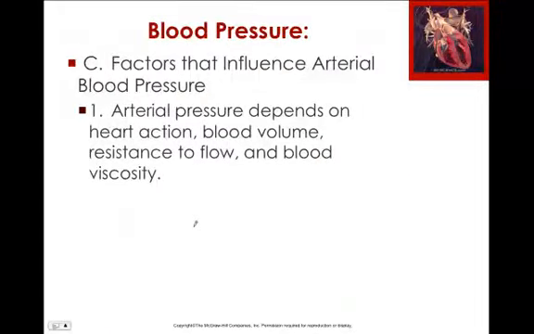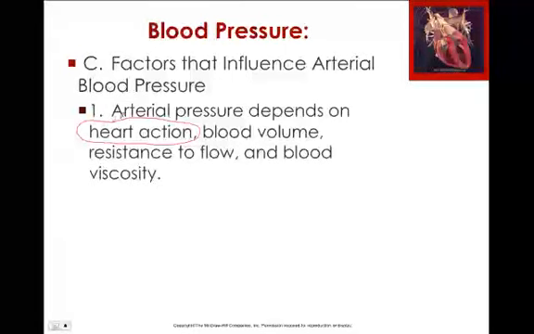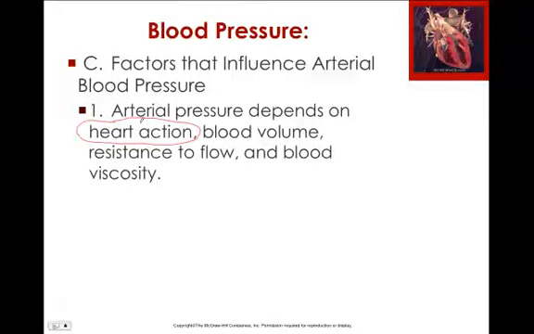Factors that influence arterial blood pressure are things like heart action. How hard is the heart pumping? How fast is the heart rate? Blood volume: how much blood volume you have will impact arterial pressure. Resistance to flow: for example, maybe you have plaques built up in your artery that are going to resist that flow, which will increase arterial pressure. And then blood viscosity: for example, if you were doing some blood doping, and your blood was more viscous, that would also impact your arterial pressure.